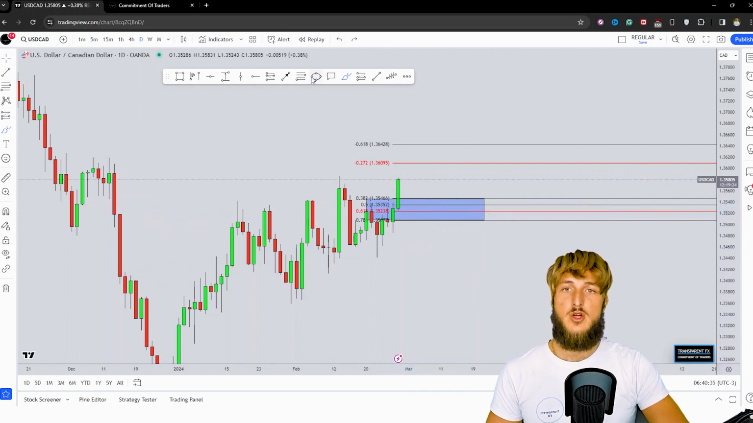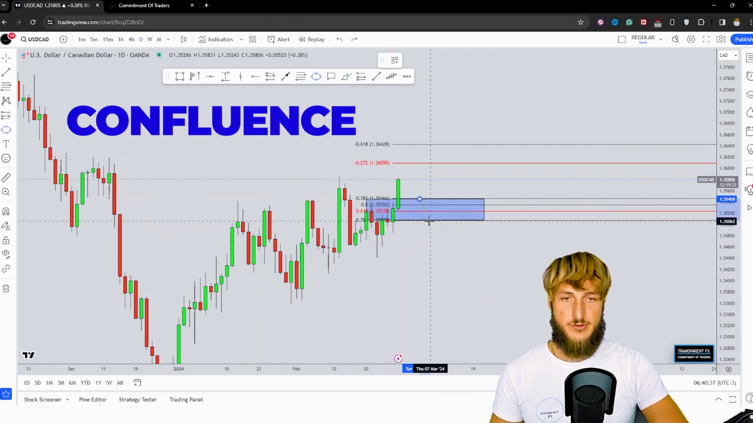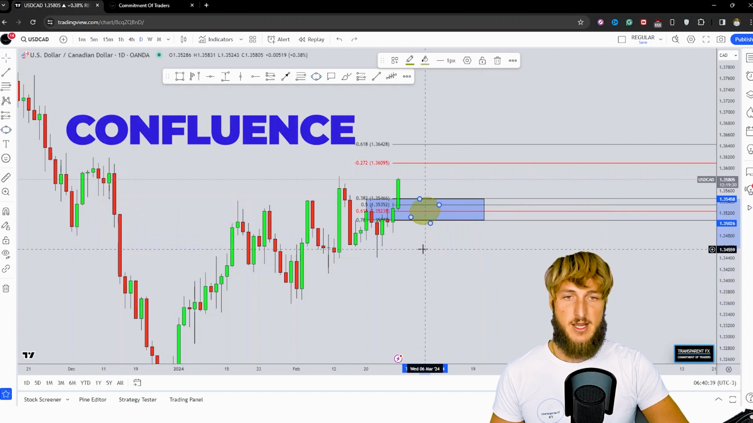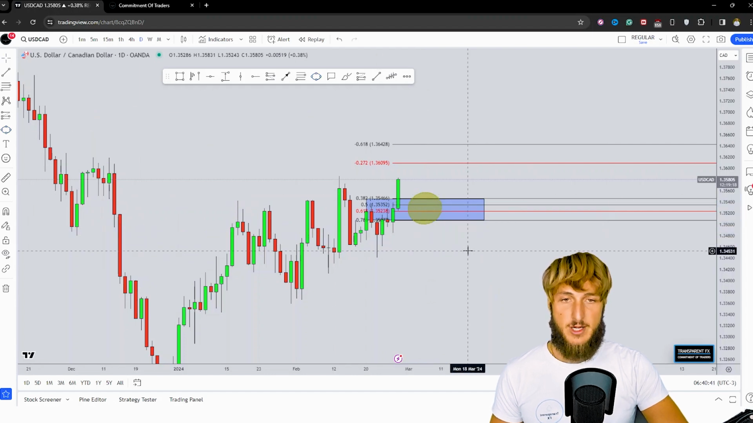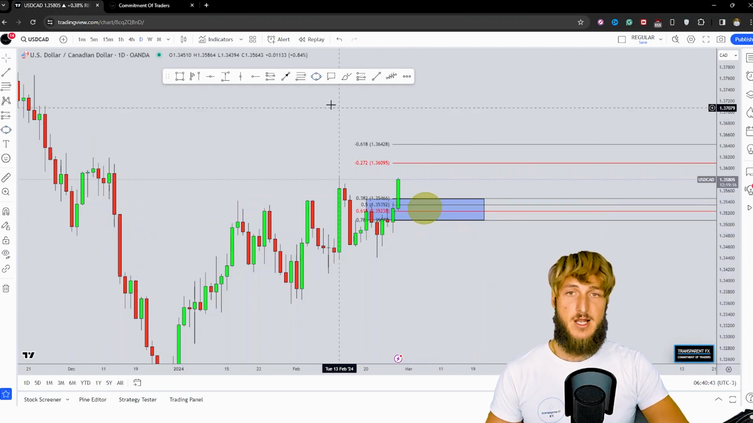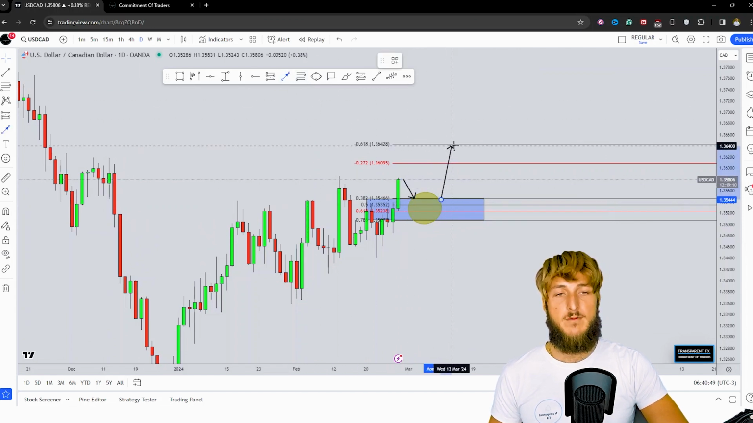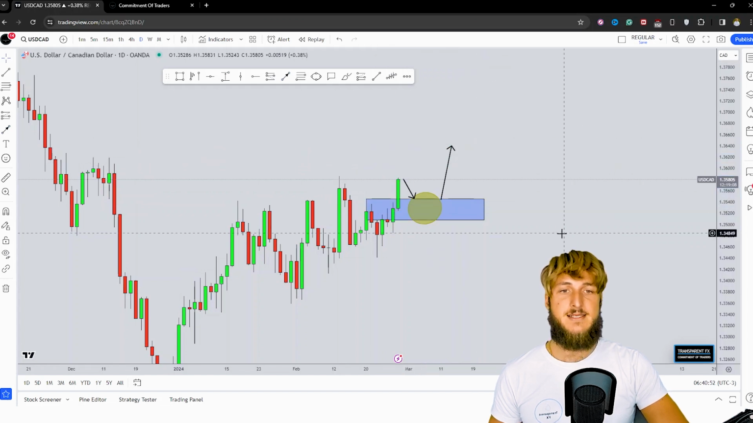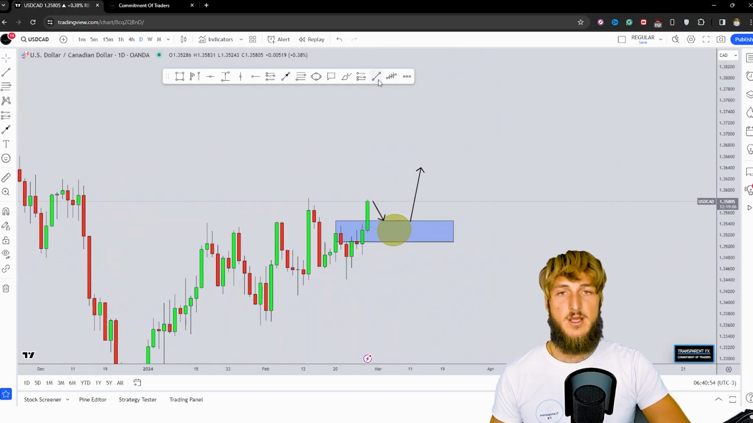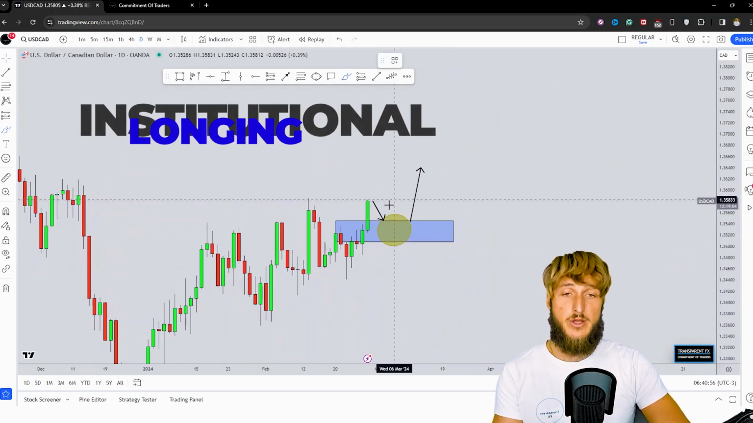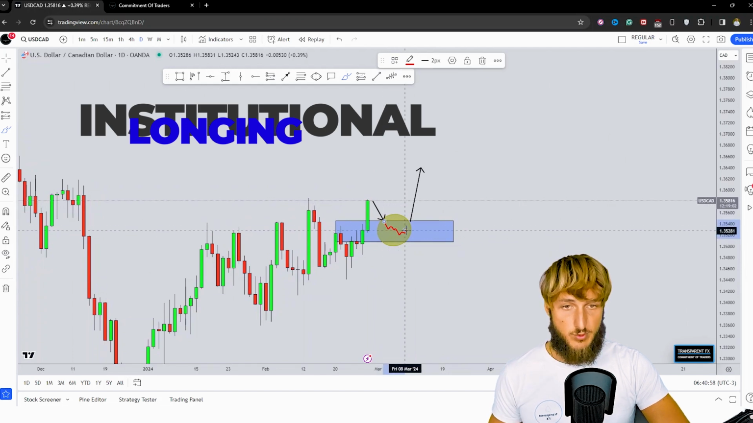Now, in that case, we will have a confluence of support being created inside of this area, in which we have both the Fibonacci levels and the previous daily resistance turned support, both lining up in the same area of price. And when you have a confluence of support, that means that essentially you have an increased probability of getting institutional longing inside of a confluence of support area.